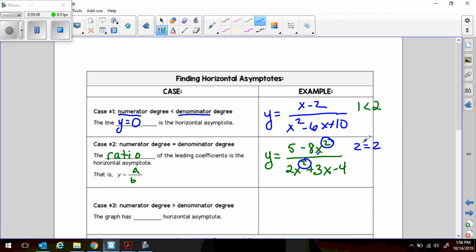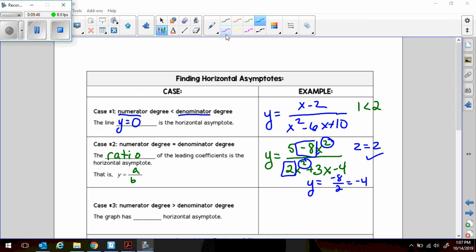Since they're equal, we use the ratio of the leading coefficients. The number directly in front of that x squared is negative 8, and the number directly in front of this x squared is 2. I don't really care about the 5 or the rest of this. So my horizontal asymptote will be y equals negative 8 over 2, and we can simplify this. This will be negative 4.